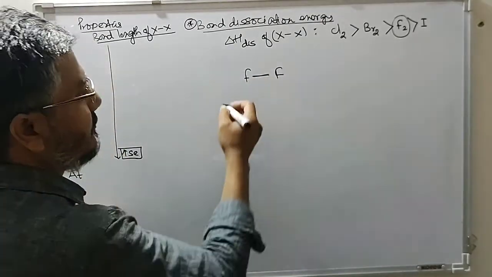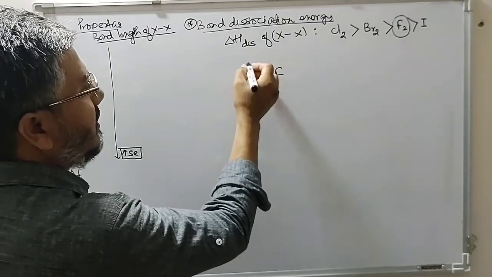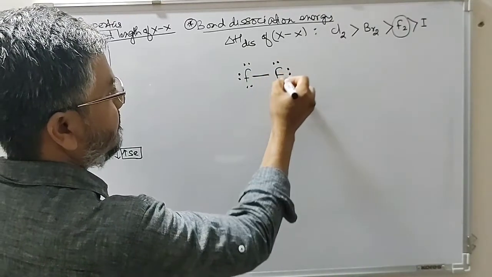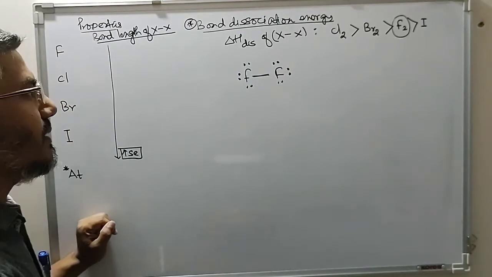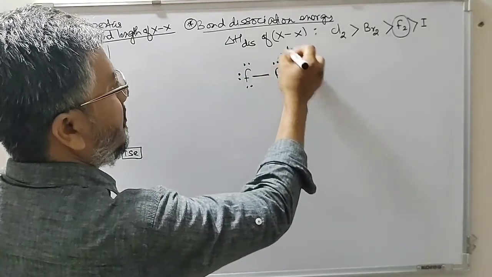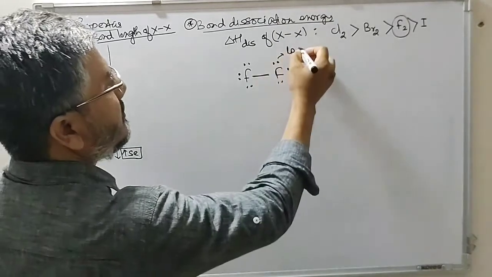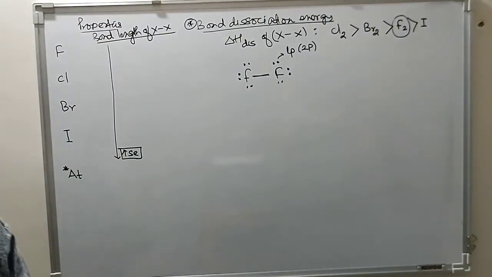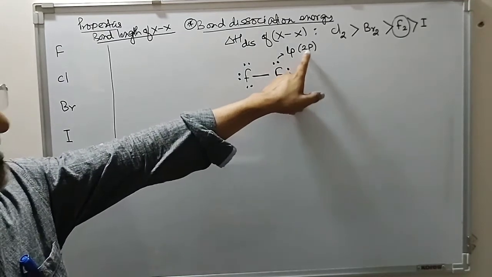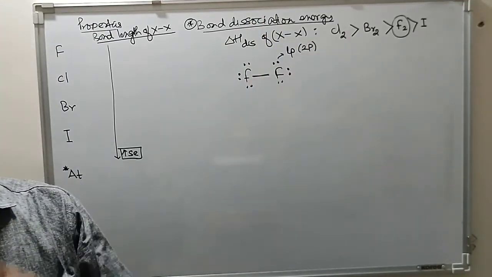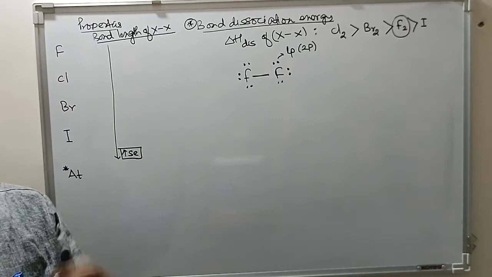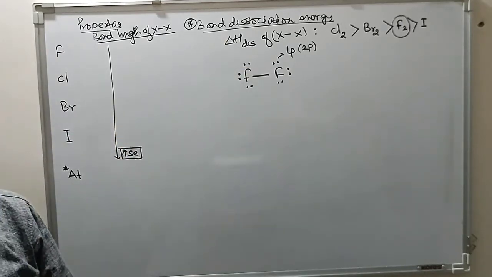As I told you earlier, after formation of this sigma bond, each fluorine has 3 lone pairs of electrons, and these lone pair electrons, where are they present? In the 2p orbital, because fluorine is in second shell, second period. Now if you look at this, size of 2p is very small, and in that small 2p we have these electrons.